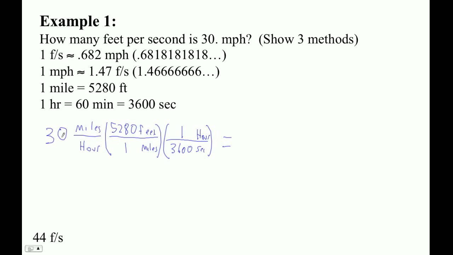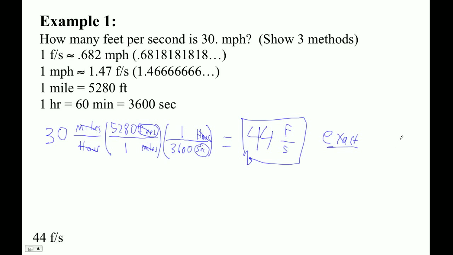I can take my calculator and go 30 times 5,280 times 1 if I really want to, divided by 1, divided by 3,600. Okay, so let's see. And when I do that, I get exactly 44. And notice the units: miles go the way of the bison, feet don't cancel, hours do cancel, and you end up with feet per second. Okay, so that's an exact method. That's the best method to do.